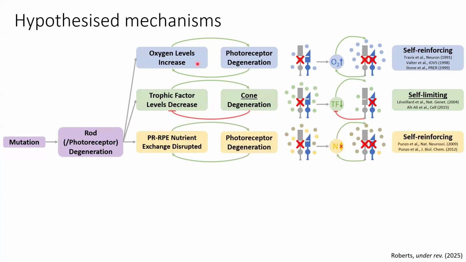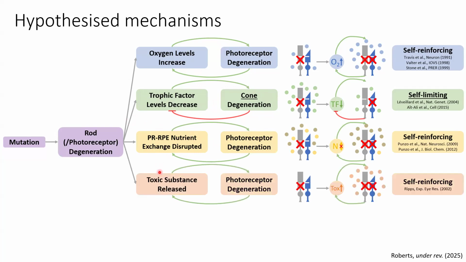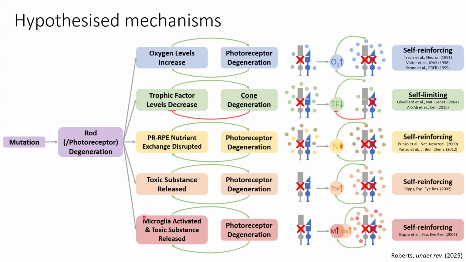There are three others. I'm going to focus on the first two in what follows, but I'll just mention the other three more briefly. So there's the metabolic dysregulation hypothesis, which suggests that there's a disruption in the exchange of nutrients between the RPE and photoreceptors, leading to photoreceptor degeneration. There's a toxic substance hypothesis, which suggests that when rods or photoreceptors degenerate, they release a toxic substance which kills the neighboring cells. And there's the microglia hypothesis, which suggests that when photoreceptors die, their death triggers the activation of microglia in the inner retina, which then migrate into the outer retina, phagocytose the debris of the dead cells, and then themselves release a toxic substance which kills neighboring cells.